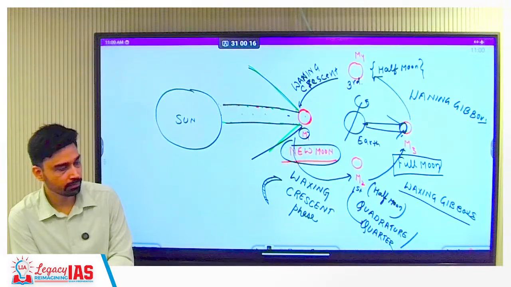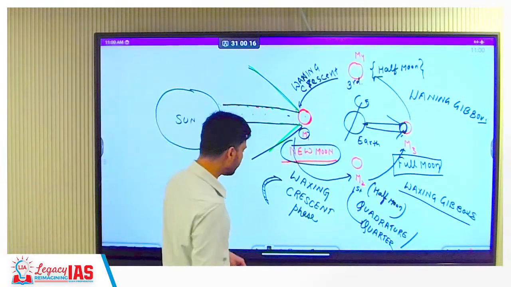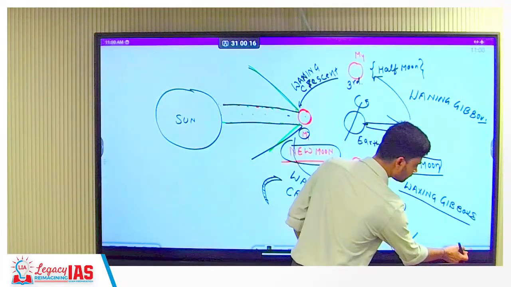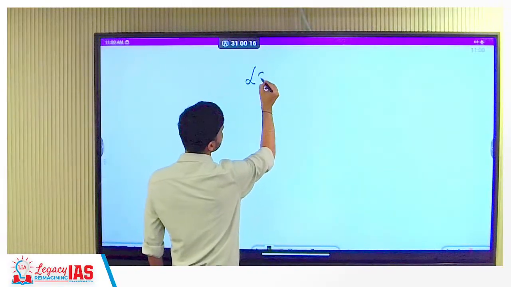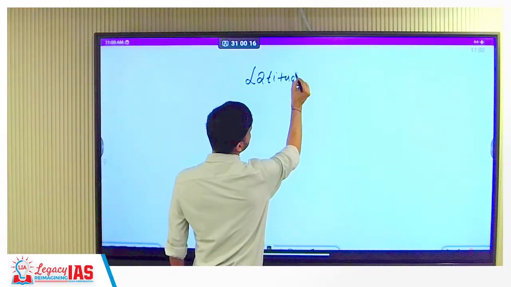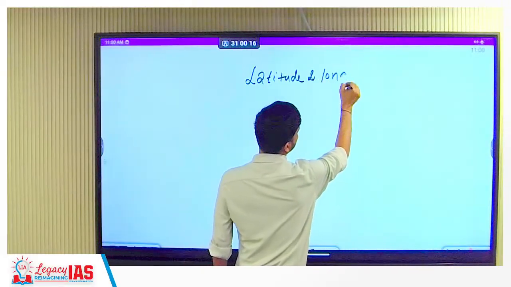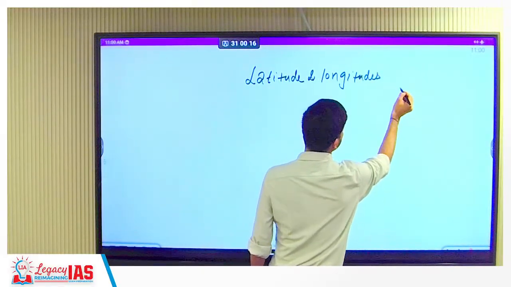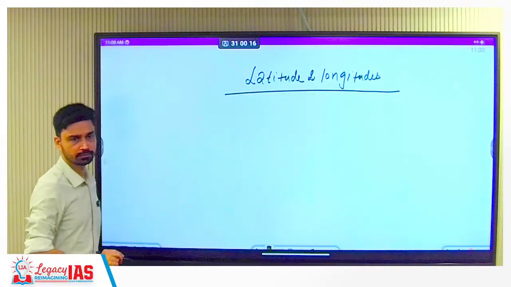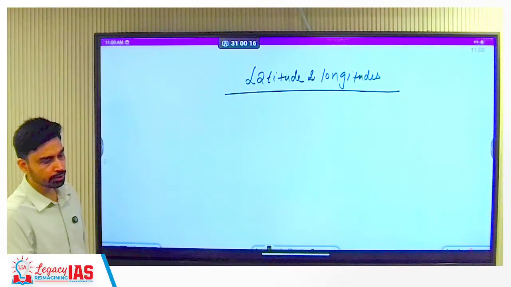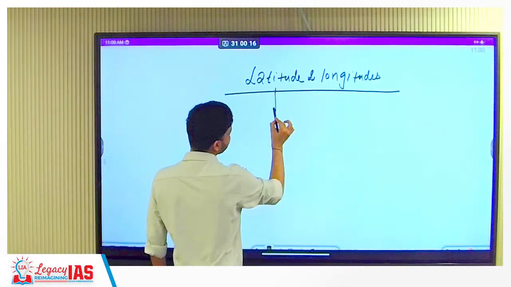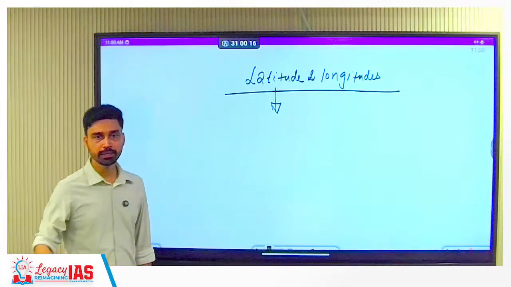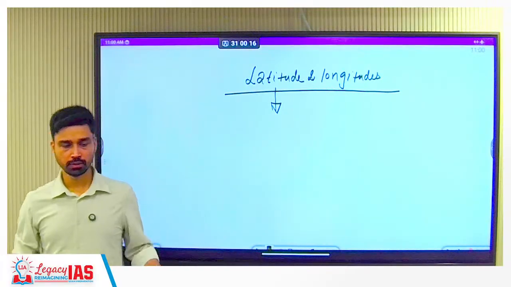Next we have to understand the latitudes and longitudes of the earth. Yes, that is the division of the earth. Next topic is latitudes and longitudes of the earth. Latitudes and longitudes of the earth. So first we can define the term. What do we mean by the term latitude? Definition. Latitude.